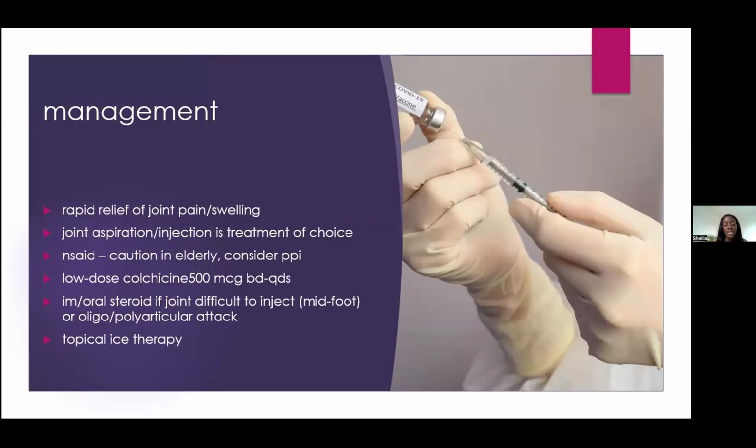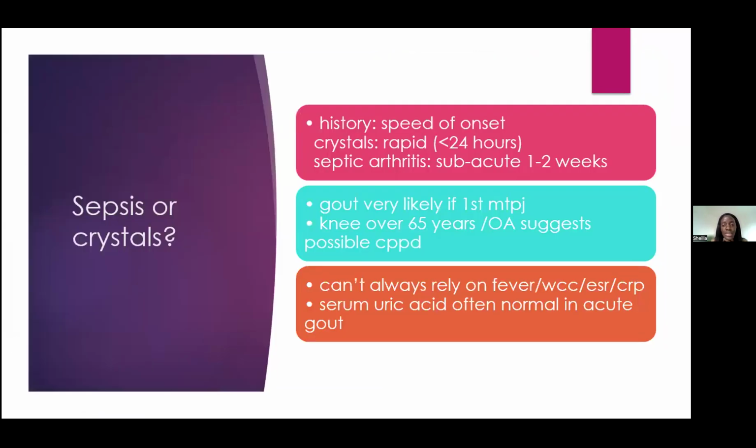In terms of management, again, like with gout, it's rapid relief of the joint pain and swelling. So you aspirate the joint, that is the treatment of choice, aspirate and inject. You can use NSAIDs, but obviously in elderly patients try to avoid that. In that case, we'd give low-dose colchicine for a few days until the pseudogout attack settles. And if you can't give any other option, you can give an IM steroid or an oral steroid if the joint is in a very tricky place to inject and colchicine's not working.